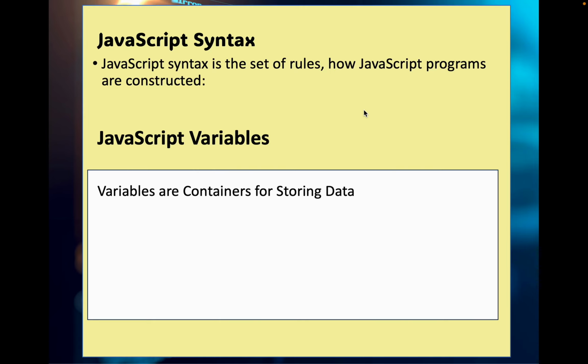JavaScript variables are containers for storing data. Supposedly I have to write my name or my age or other details. These are the data which I have to store. So where will I be storing the data? Obviously for that I need certain variables. There are 4 methods of defining a variable. One is automatically, and then by using var, let and const. Now we'll see what these var, let and const are.